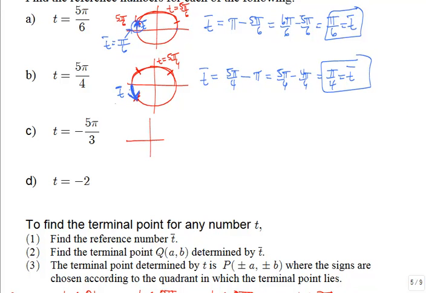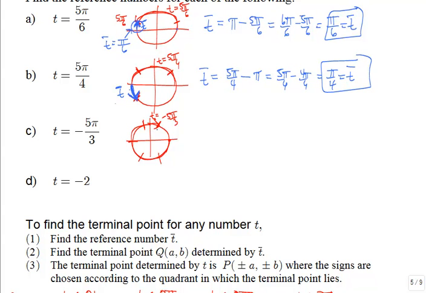This time our t is negative 5 pi over 3. Let's first locate where that would be. Now it's a negative angle, so we want to go clockwise. Here's negative 1 pi over 3. It would be negative 2 pi over 3. Negative 3 pi over 3 would be here. Negative 4 pi over 3 would be here. And this would be negative 5 pi over 3. So we're going from here all the way around to here. That's our t. So what would our reference angle be?